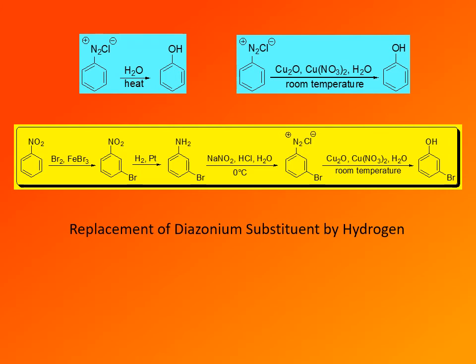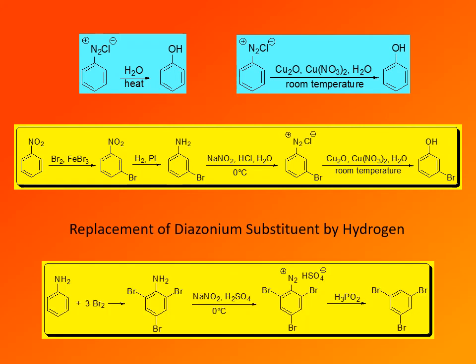Well, we don't, but in preparation of more complex substrates, sometimes it's advantageous to exploit the diazonium substituent to introduce new groups and then remove it, get rid of it. So let's say we want to prepare 1,3,5-tribromobenzene. Well, bromine is ortho-para directing. As soon as we introduce one bromine, it will direct new substituents ortho and para to itself. So that's very difficult to prepare.